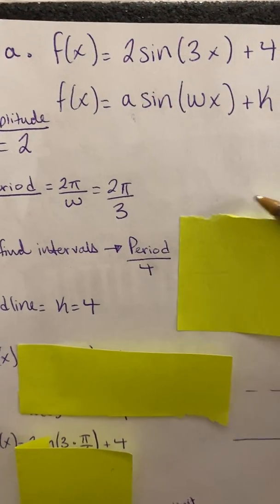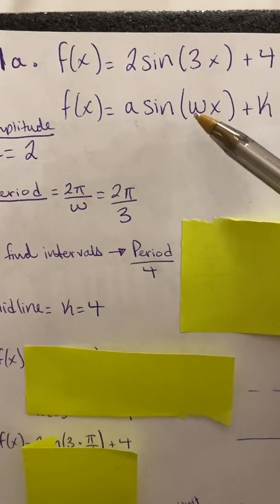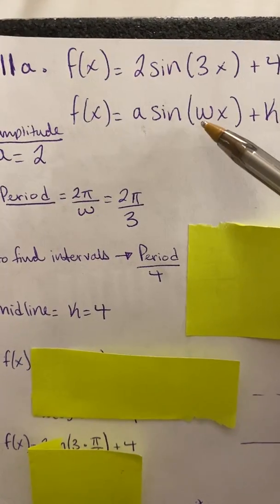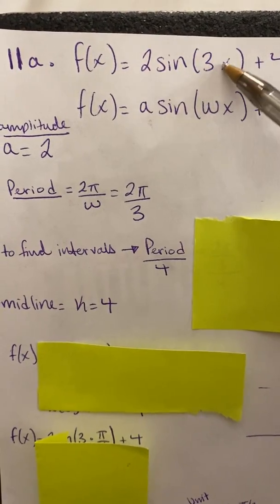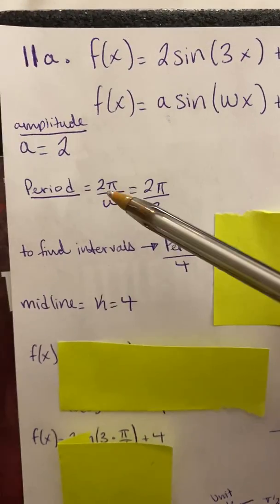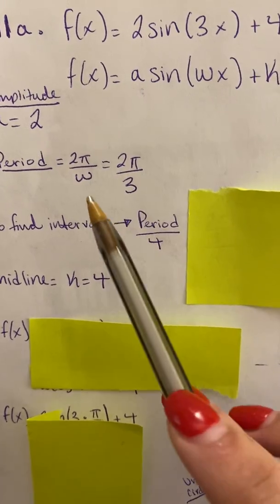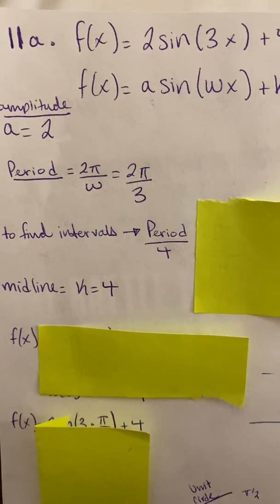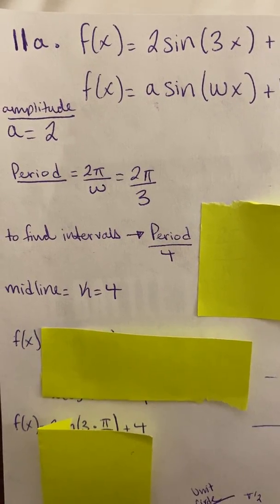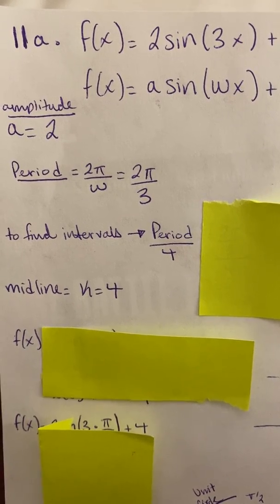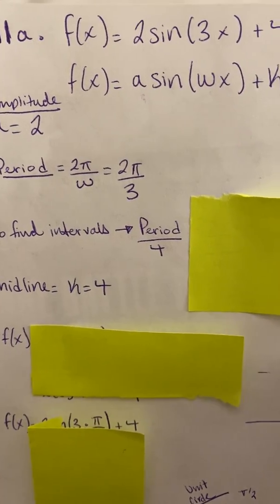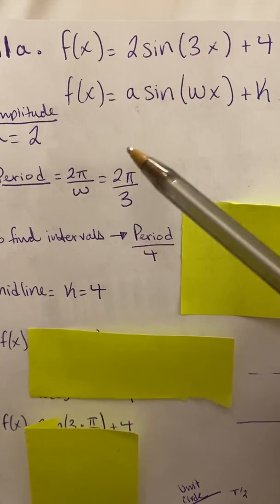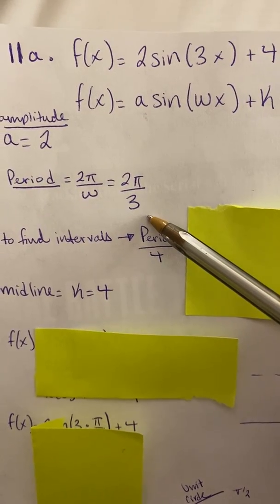Then we can look at our omega. What difference does our omega make? Remember, omega affects period, but isn't period. You have to plug the number you have in omega into the equation, 2 pi over omega, to figure out what your whole period is, or what one full cycle, what one full turn is going to equal. In that case, we see that omega is 3. So our period is 2 pi over 3.